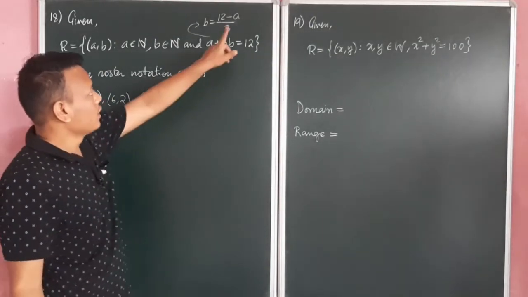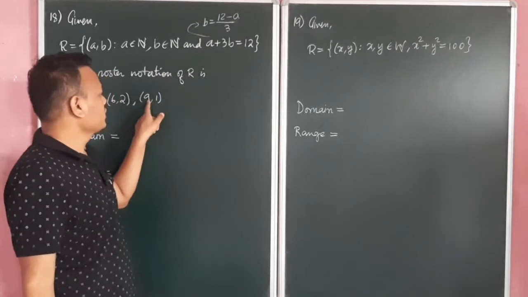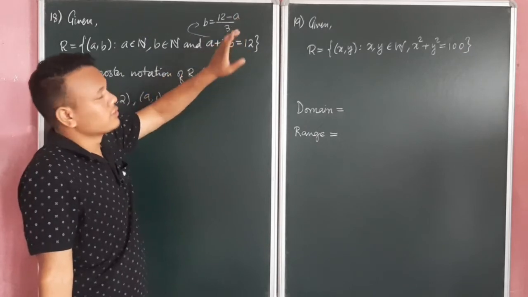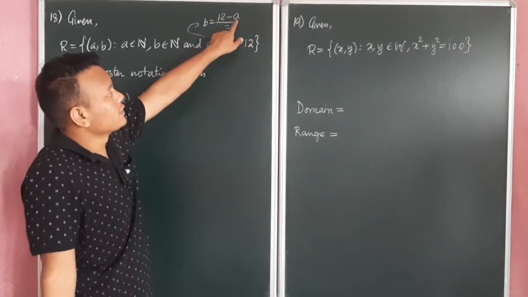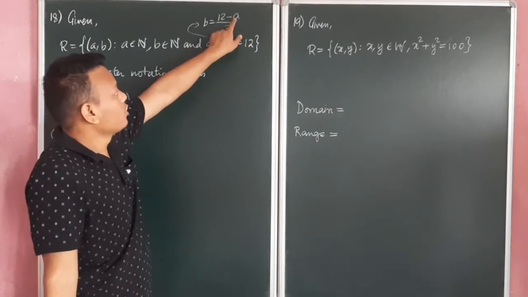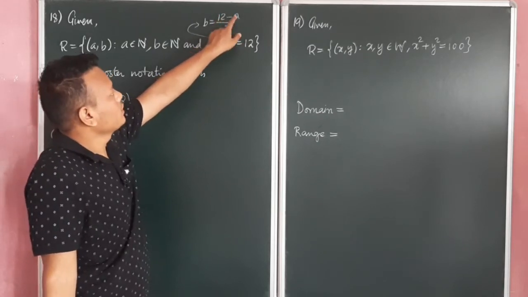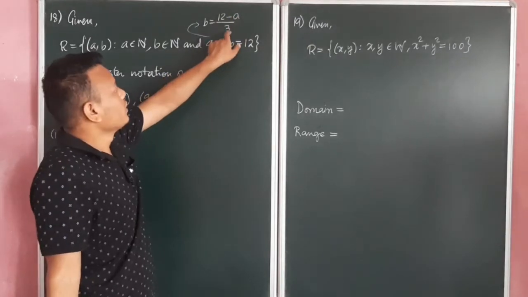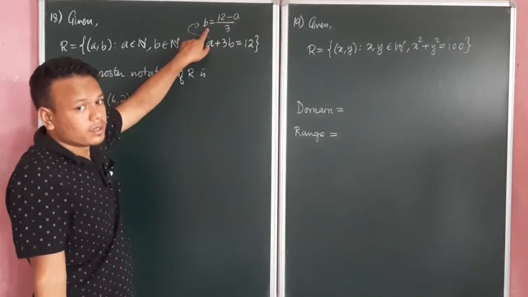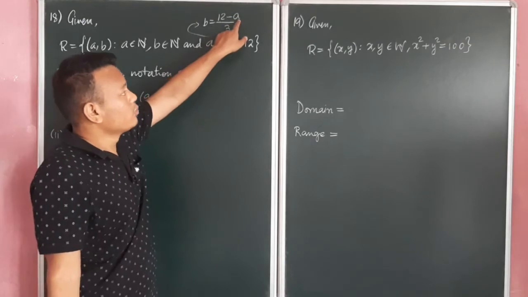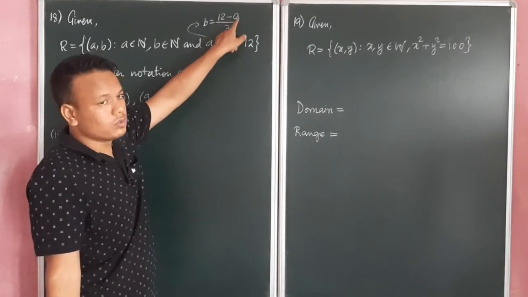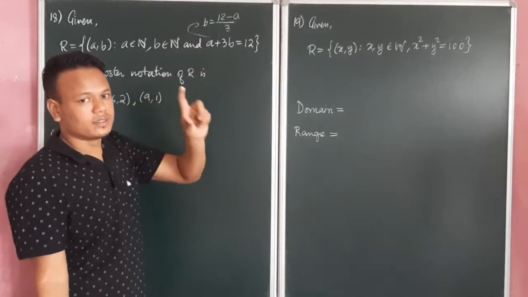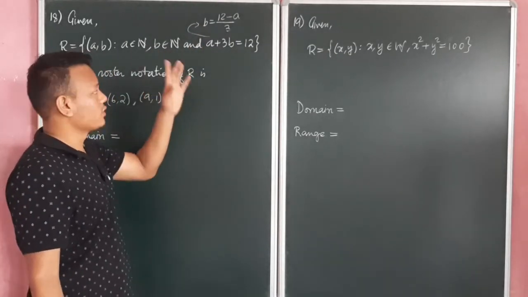Alright, now next is 10, right? So next value for A is 10, so 12 minus 10 is 2, 2 by 3 is not a natural number. Next is 11, yes, the value of A will be 11, so 12 minus 11 will be 1, 1 by 3 is also not a natural number, right? Now next value will be 12, so 12 minus 12 is 0, so 0 by 3 is 0, but B equals 0, that is 0 is not a natural number, so that's why we cannot take it.